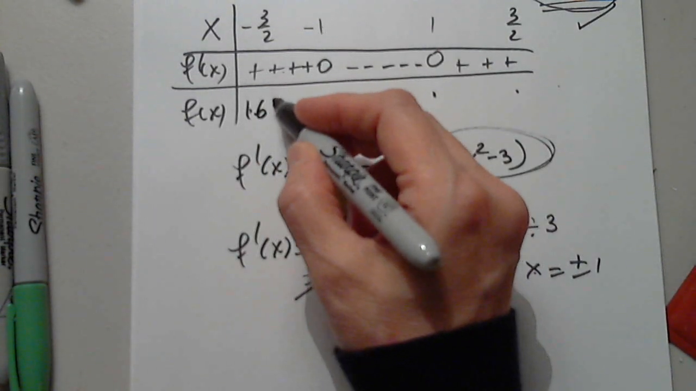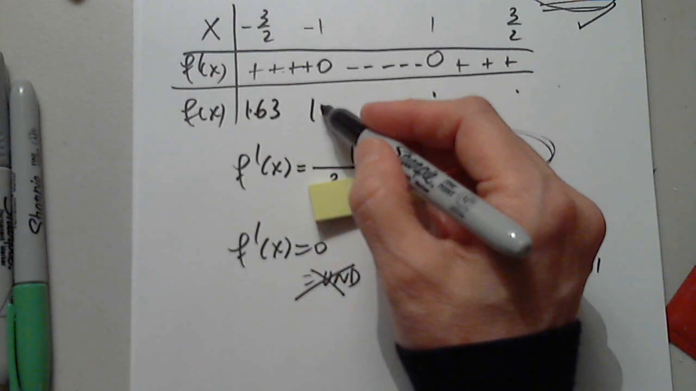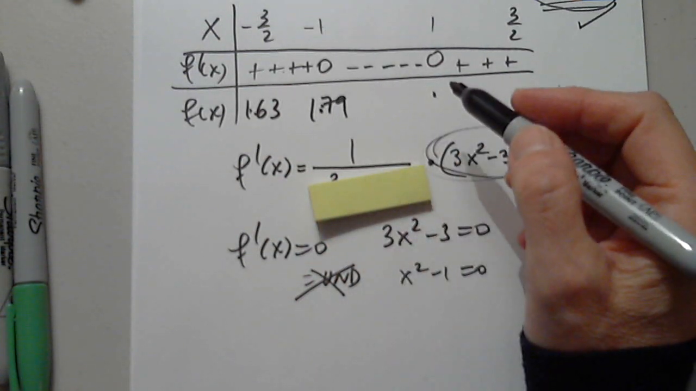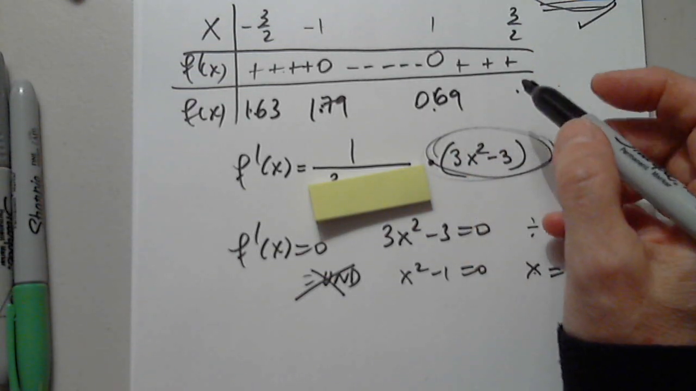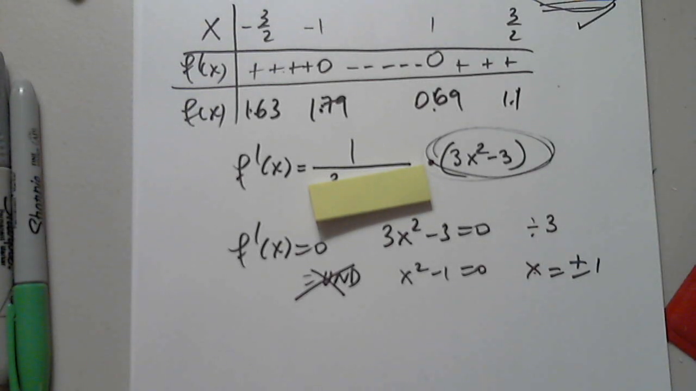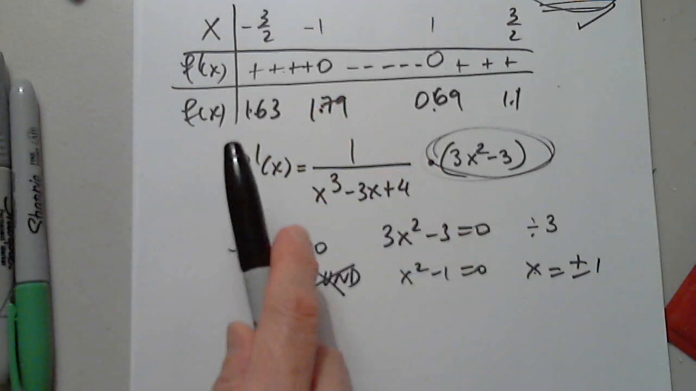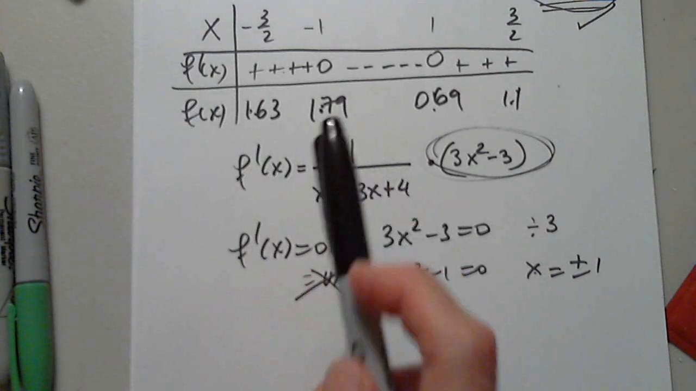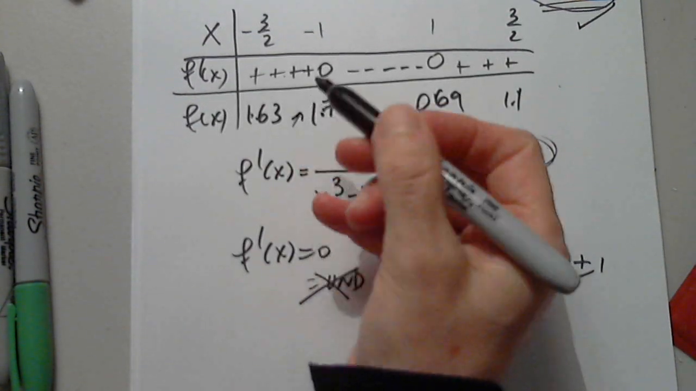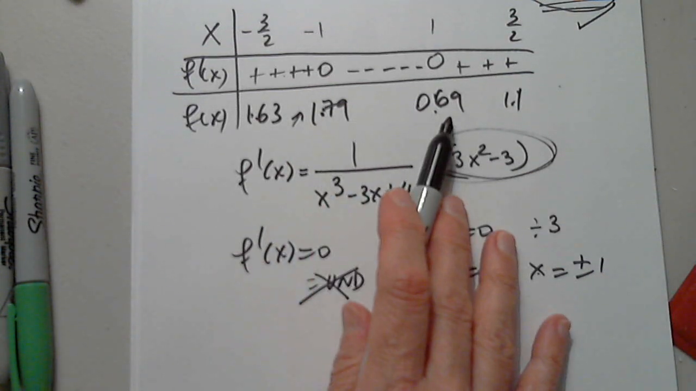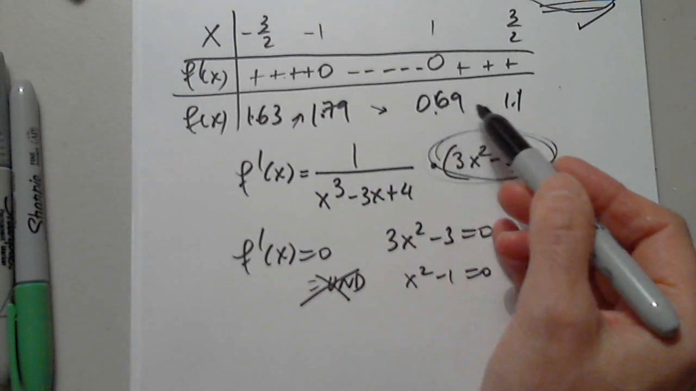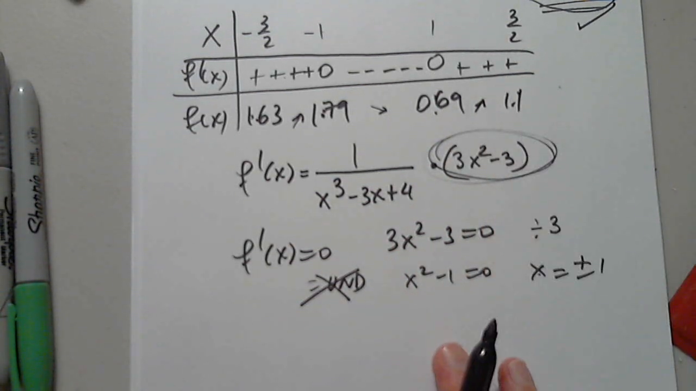1.63, 1.79, 0.69, and 1.1. Okay, now we are making a decision. From 1.63 to 1.79, the function is increasing, and that's supported by the sign of the first derivative. From 1.79 to this is decreasing, that's correct. And from here, it's increasing, and that's correct.